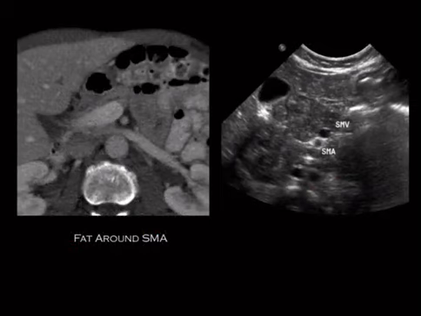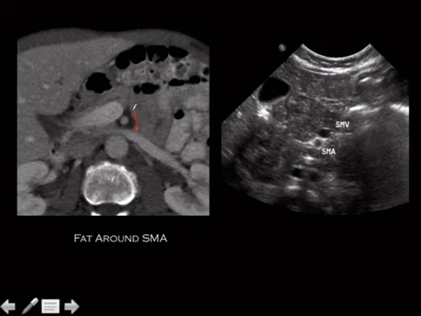Now, if they show you an ultrasound picture and they're not nice enough to label it like I've labeled it here, the way to remember which one the SMA is that the SMA has this halo of fat around it. So this is a normal case here, and you'll see this all the time, but you probably don't pay attention to it, where the SMA is surrounded by this halo of fat, just like it is here, where you've got this hyperechoic halo. That's how you know that's the SMA.